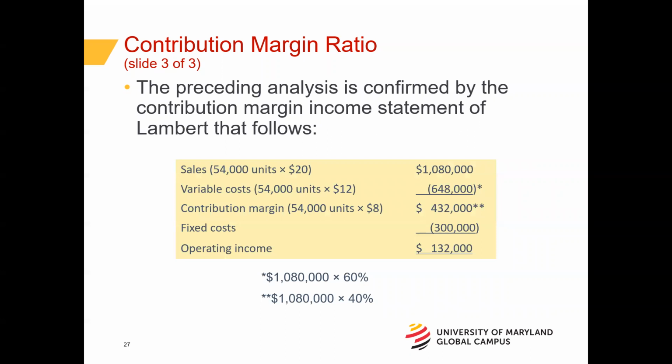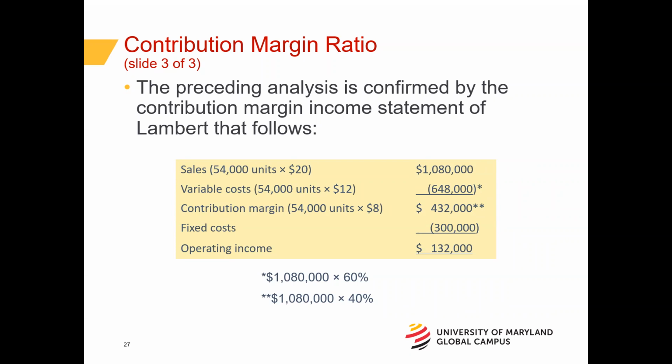Sales minus variable costs equals contribution margin. We can see that the contribution margin per unit didn't change. Per unit did not change. But of course, the total contribution margin did because we sold more.